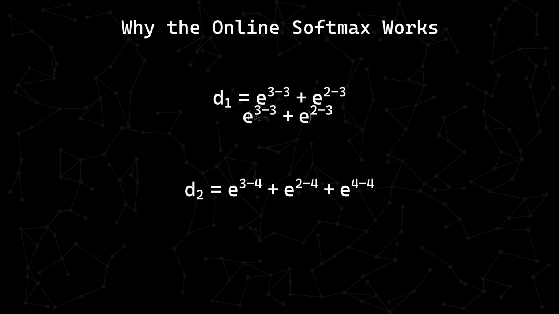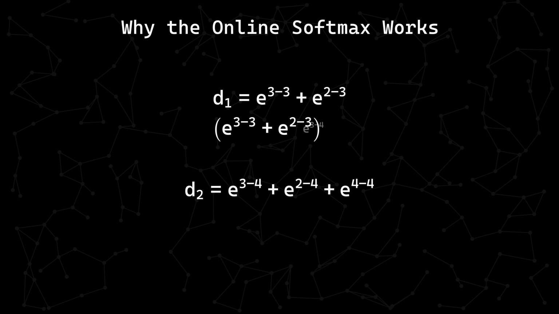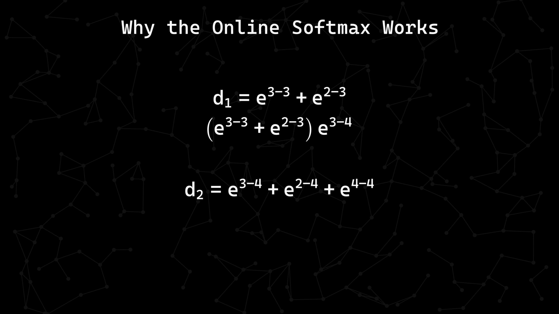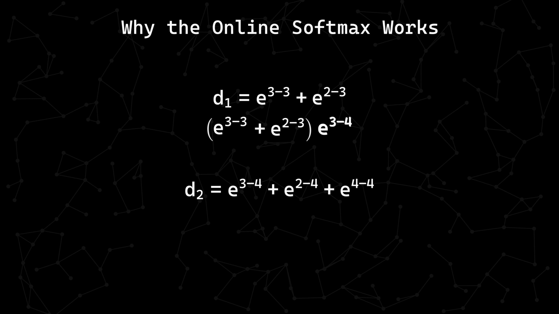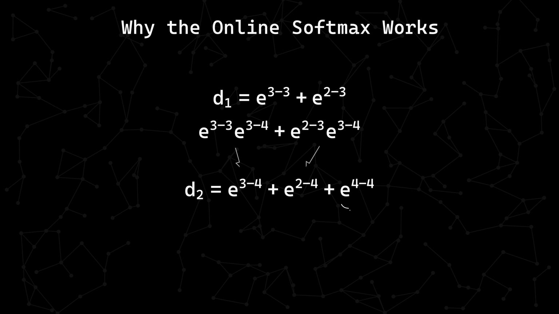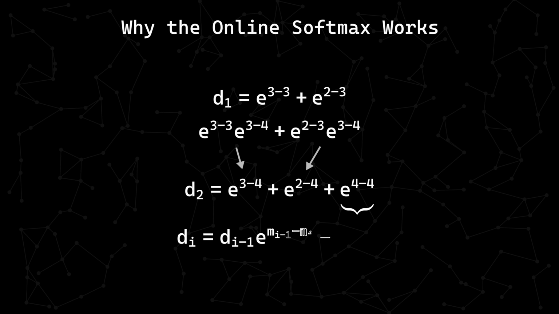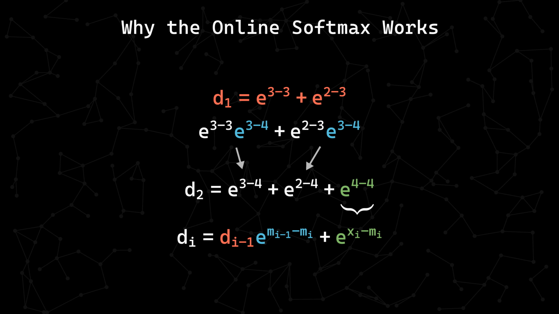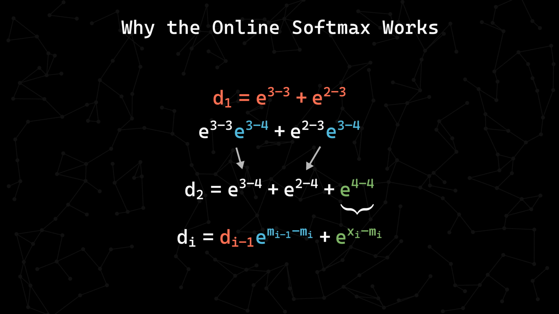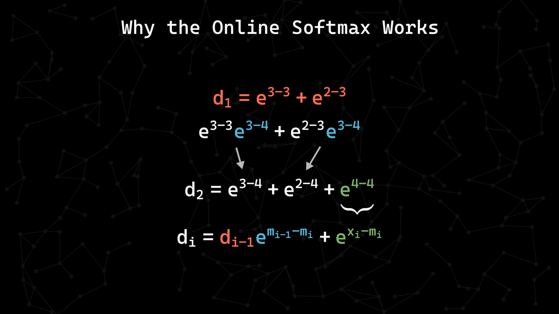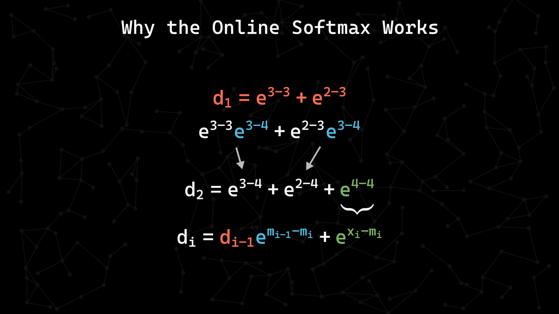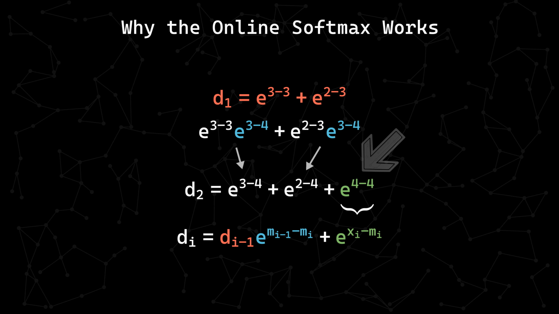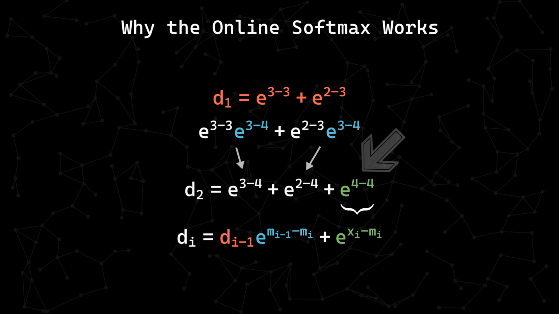We can multiply the value of d sub 1 by e to the old max minus new max. Why does this work? Well, once we expand it, we can see that because of the rules of exponents, once we distribute this value, we can cancel out the old max in the exponents, resulting in the old values being subtracted by the new max. Now, we can simply add the new element to this running sum, making sure that we're now subtracting by the new max.